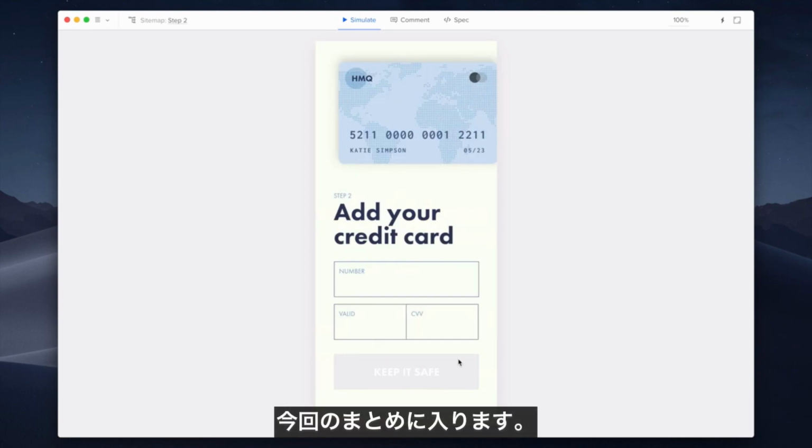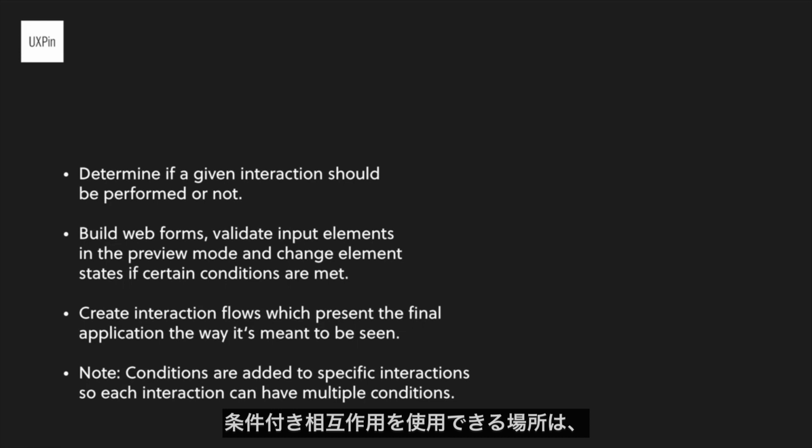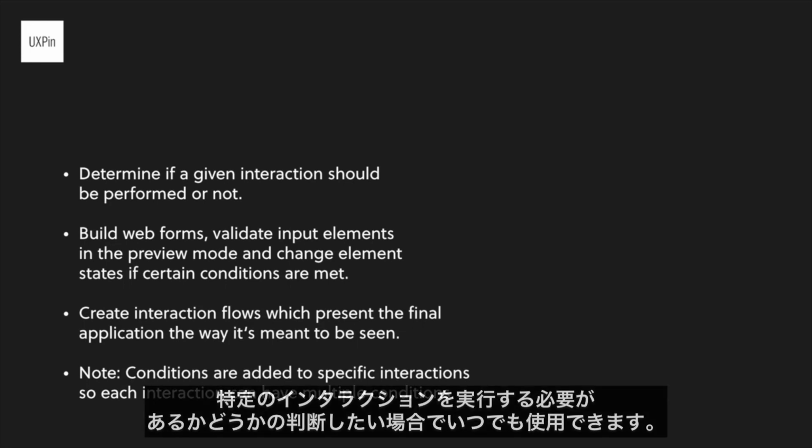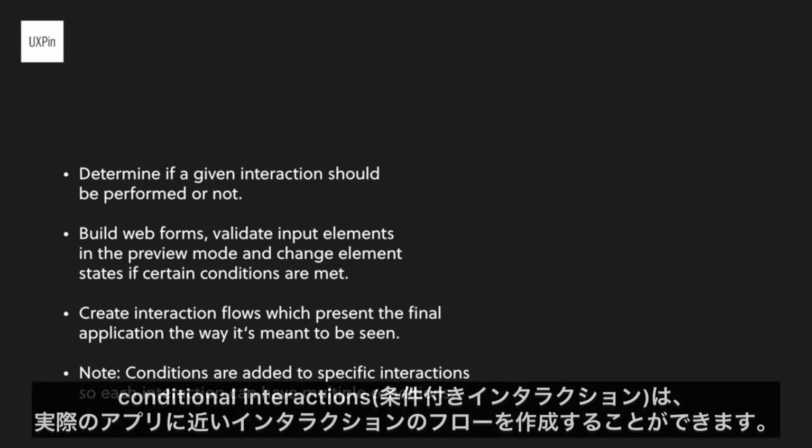Now let's summarize. Where should you use conditional interactions? Use them whenever you need to determine if a given interaction should be performed or not. They are especially helpful for building web forms, validating input elements in the preview mode, and changing element states if certain conditions are met. Conditional interactions allow creating the flows of interactions to resemble the real applications closely.